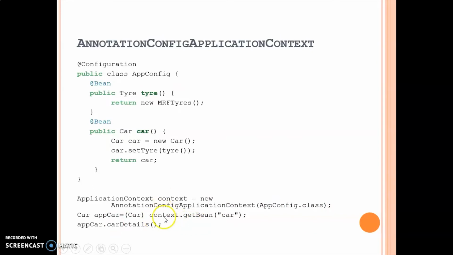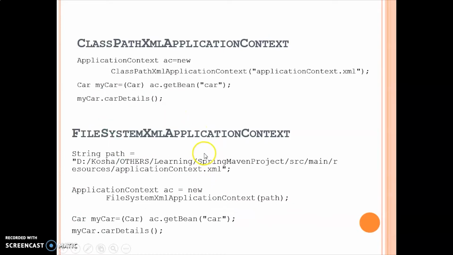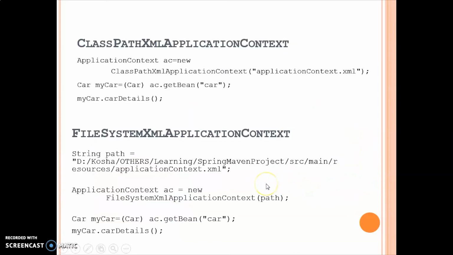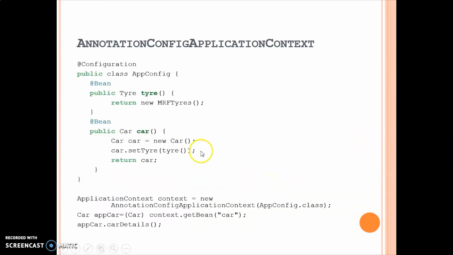You use the context object, the application context object, to call the getBean method to obtain the object of the car and use it in your code. Correct? So this is going to be the same here. So these are our three examples that we were talking about: the ClassPathXmlApplicationContext, FileSystemXmlApplicationContext, and AnnotationConfigApplicationContext. So now let's go ahead and try to see an example on all three of them and see how they work. So let's get to Eclipse and start writing the code for it.